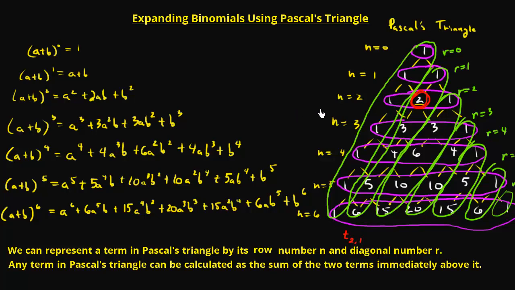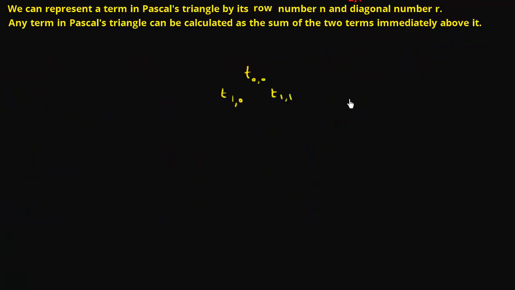So we can actually build Pascal's triangle using the term numbers. For instance, the first term would be in row number 0, diagonal number 0, so T sub 0 comma 0. And then this would be T sub 1 comma 0. This would be T sub 1 comma 1. And this would be T sub 2 comma 0, T sub 2 comma 1, T sub 2 comma 2.